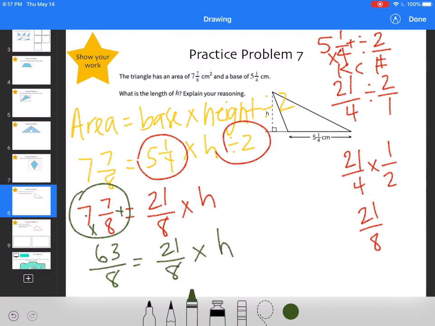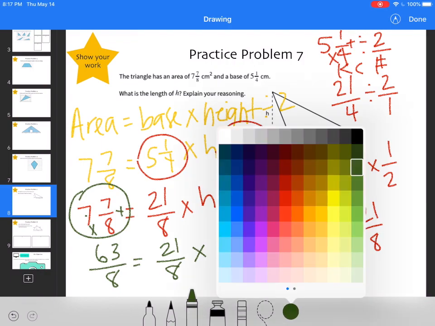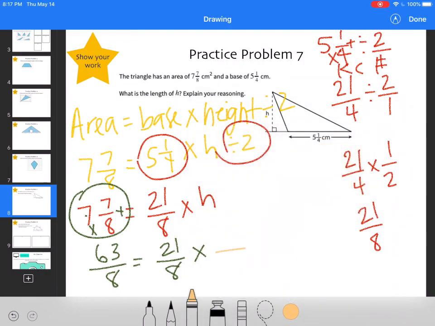So now I have to think, what can I multiply 21 by to get 63? Because I know that 8 already equals 8. So I'm going to switch colors. So I know I want my denominator to be 1 for sure because 8 times 1 is going to give me 8. So now I've got to think of what times 21 is going to give me 63. 3. 3 times 21 is 63. So the height of this triangle is 3 centimeters.